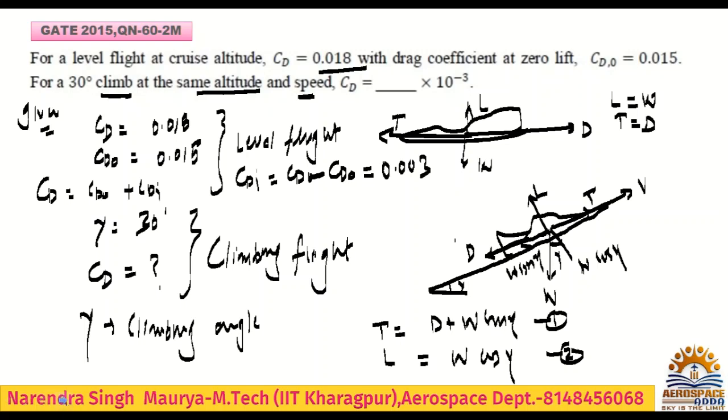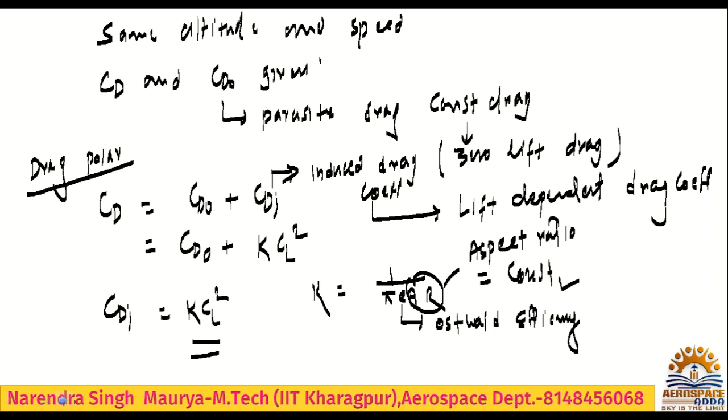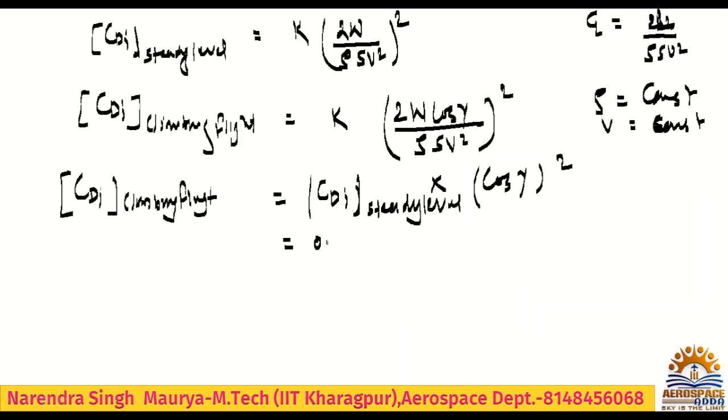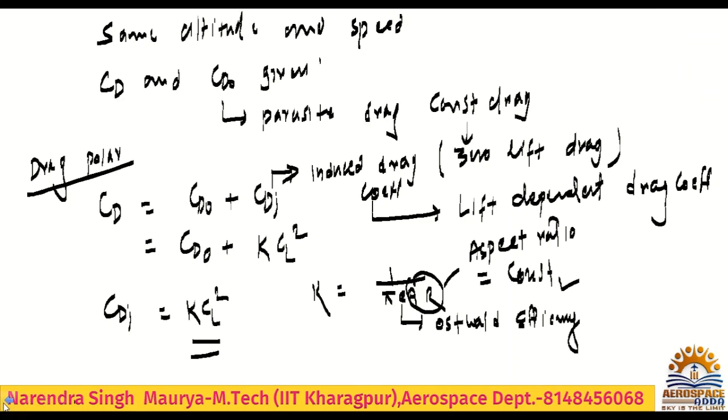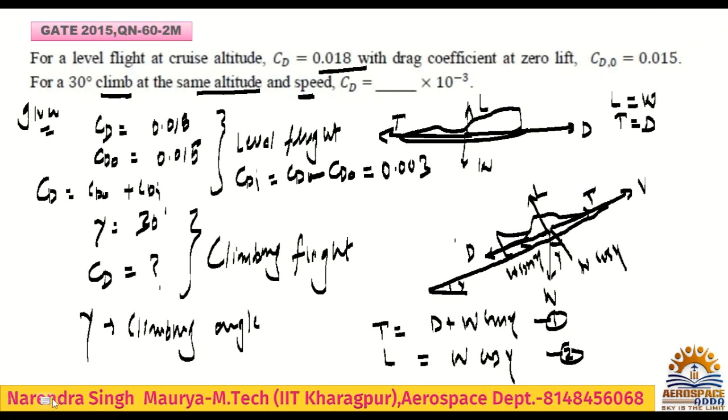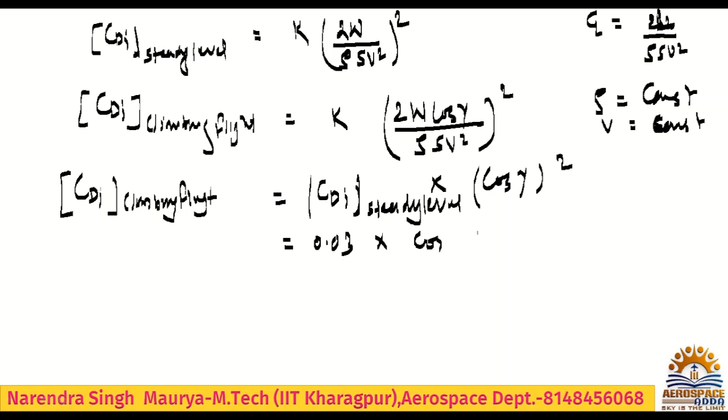Write it here. Okay, you write it. It is nothing but 0.003, into cos squared. Yes or no? What is the climbing angle? Check. It is given, 30 degree. Yes, it is given, cos 30 degree squared, times 0.003. What is the cos 30? Let me calculate. Cos 30 is 0.86, squared, 0.75.